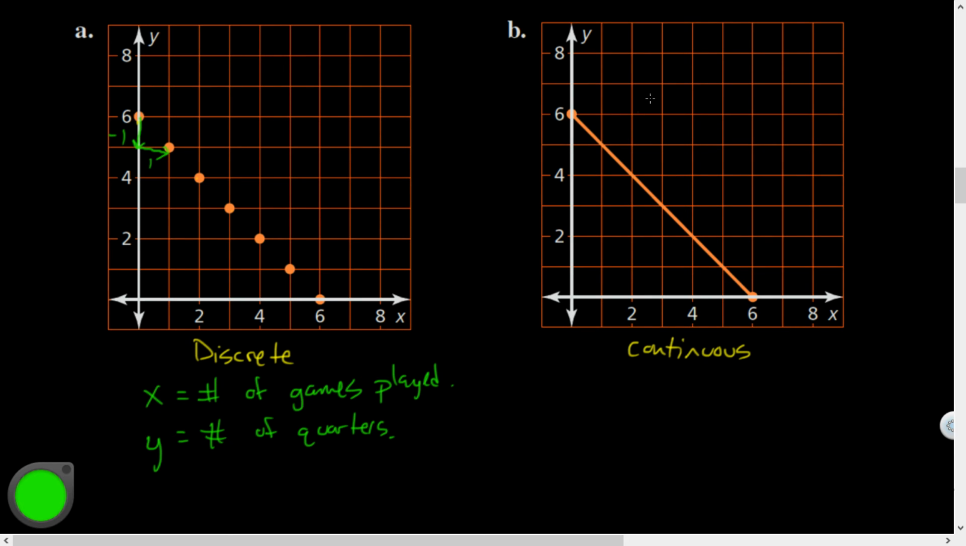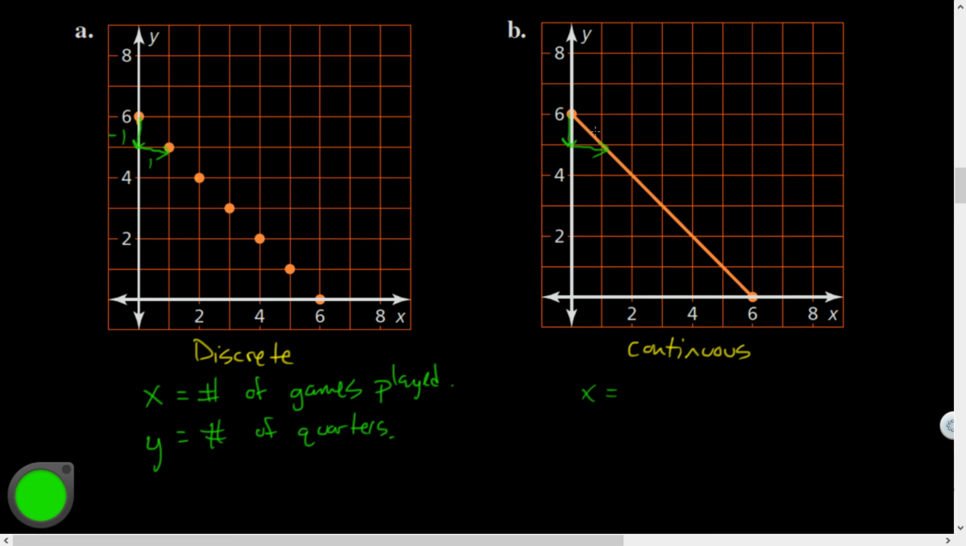Over here, this is continuous. This has got the same rate of change. It's going down 1 over 1. But I could also go down 1/2 over 1/2. And let's see, what do you guys think a continuous situation would be? We had, like the other day, gulps from the orange juice or whatever it was, right? That was this class, I think.